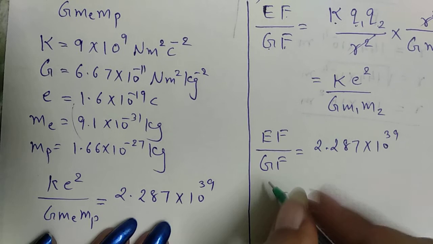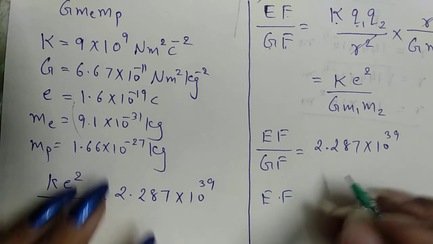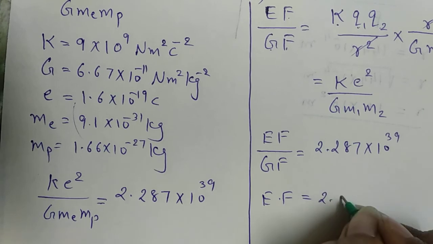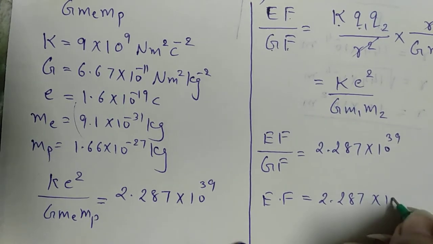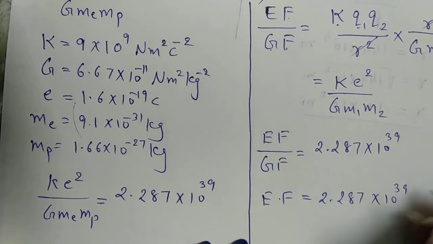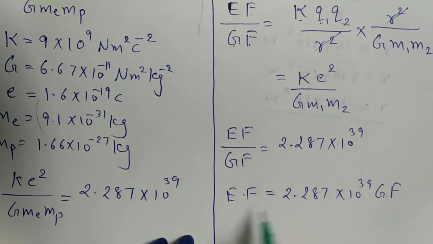See, from here what I can write: electrostatic force is equal to 2.287 into 10 raised to 39. This gravitational force will go here in multiplication. So what does this mean? Electrostatic force is 10 raised to 39 times stronger than gravitational force.